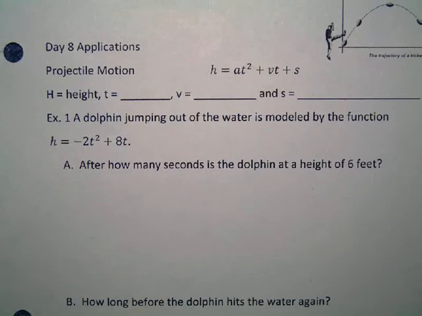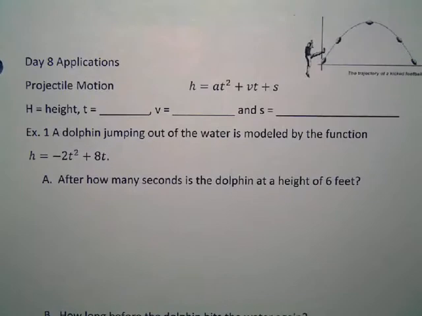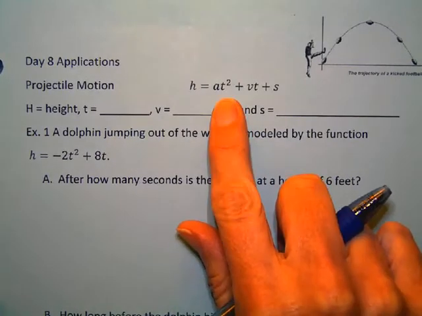We are in our quadratics unit, looking at quadratics in standard form, and we're going to do some application problems today. We're talking about projectile motion. When things go up, they come back down thanks to gravity, and so this is a general formula that's used for that. You can tell it's a quadratic.